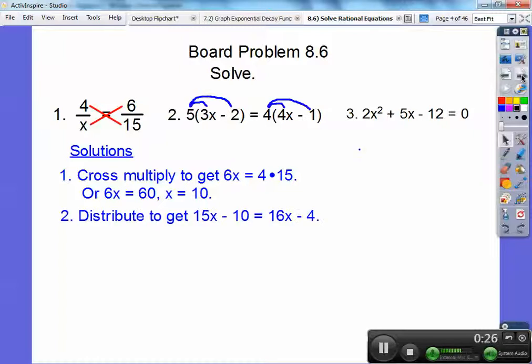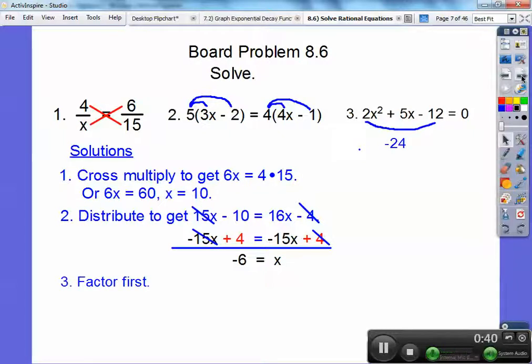Okay, number 2, that's easy enough. Everybody knows how to do that. Distribute through, and then you're going to subtract 15x and then add 4 to both sides, and I get x equals negative 6. Alrighty, and okay, this next one is going to be factoring first, you guys.